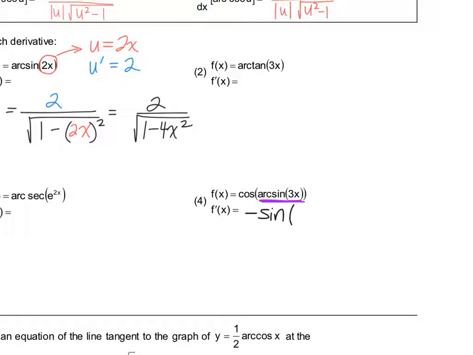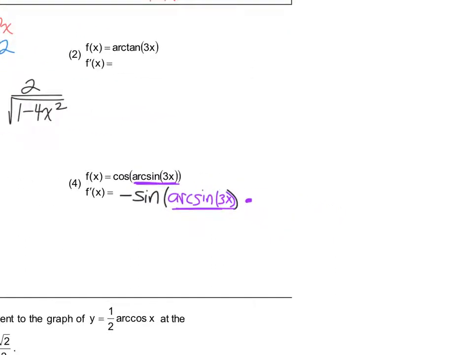Cosine has a derivative of negative sine of the arc sine of 3x. All right, then I'm going to take the derivative of the arc sine of 3x. As long as you can pick out your u, you could follow the rules.